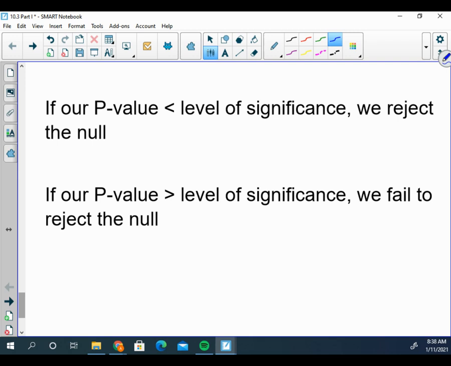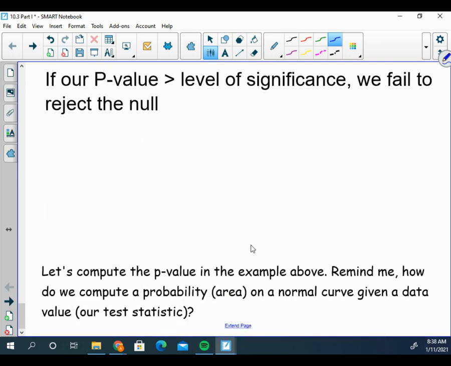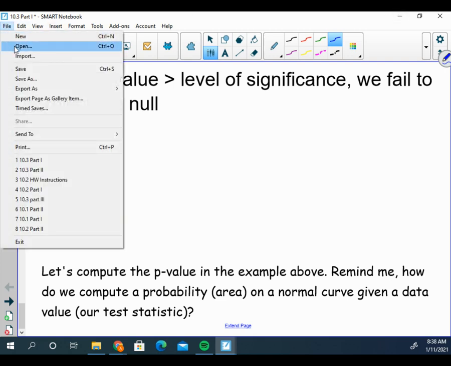Your level of significance acts like a percentage, saying, there's enough evidence to go with the alternative if my data value is in the top 1%. So we find the p-value. If the likelihood of my data value occurring is bigger than that top 1%, well, then we don't have enough evidence. If it is less than it, then we do have enough evidence. So let's do an example.